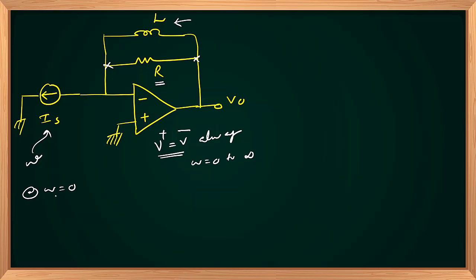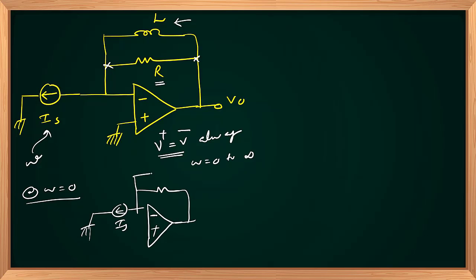At omega equal to 0, the inductor acts as a short circuit. So the circuit will look like this: current source IS, resistor, and the inductor acting as a short circuit. So effectively the branch acts as a short, because a short in shunt with R acts as a short. V plus equal to V minus is always valid in the circuit. So V plus is at 0, V minus is also at 0. This is shorted, no drop across the short, so the same potential is available here, Vout equal to 0. At omega equal to 0, Vout upon Vin, or the source is current here, so Vout upon Is equal to 0.